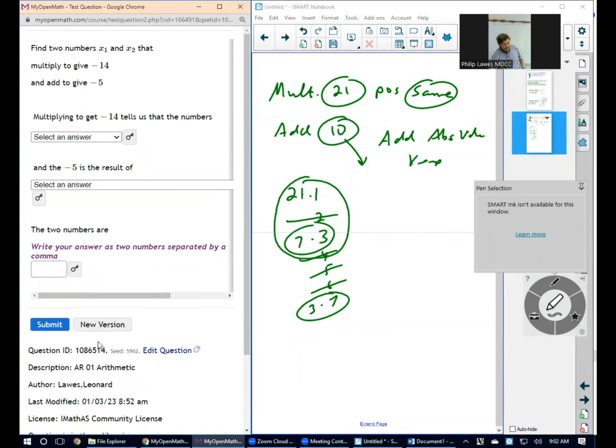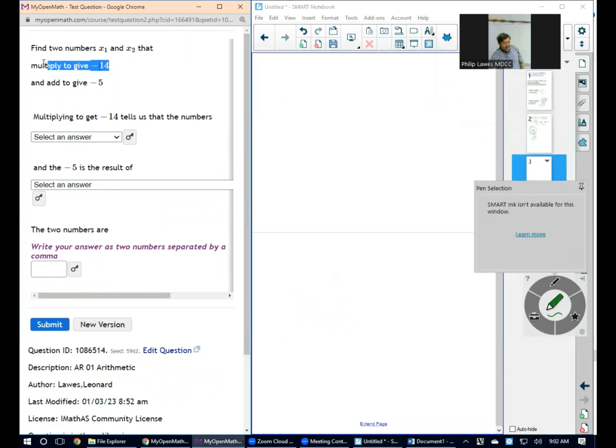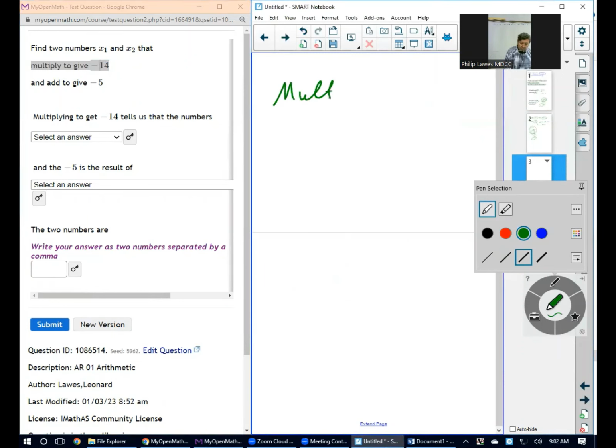Let's try another one. This one says to multiply to get negative 14, which means they're going to have different signs. So I'm going to subtract the absolute values. All that means is without the signs. And keep the sign of the greater absolute value.